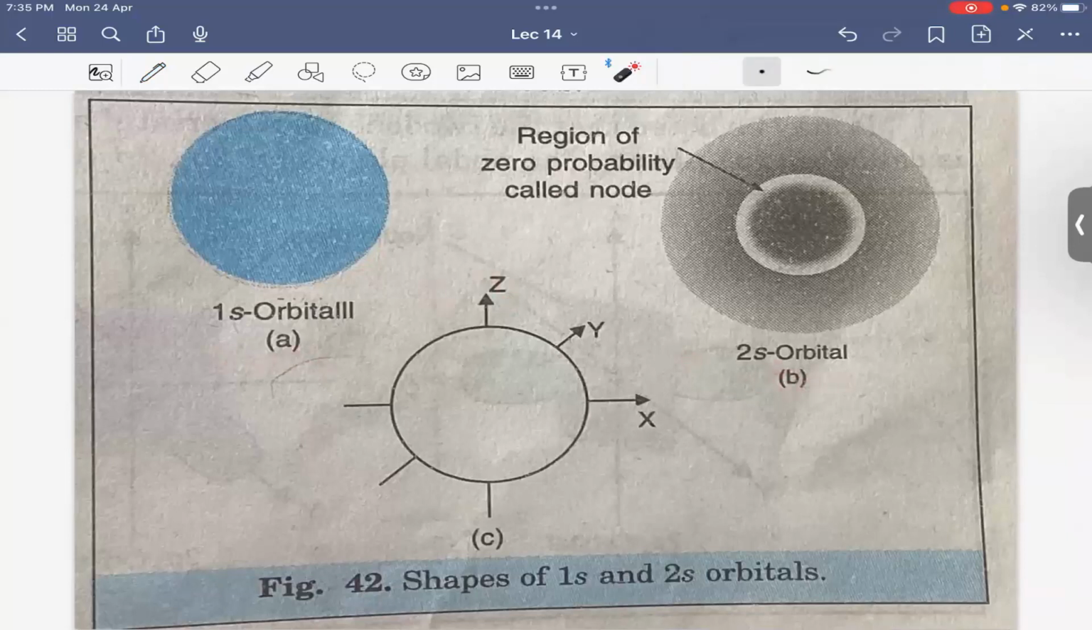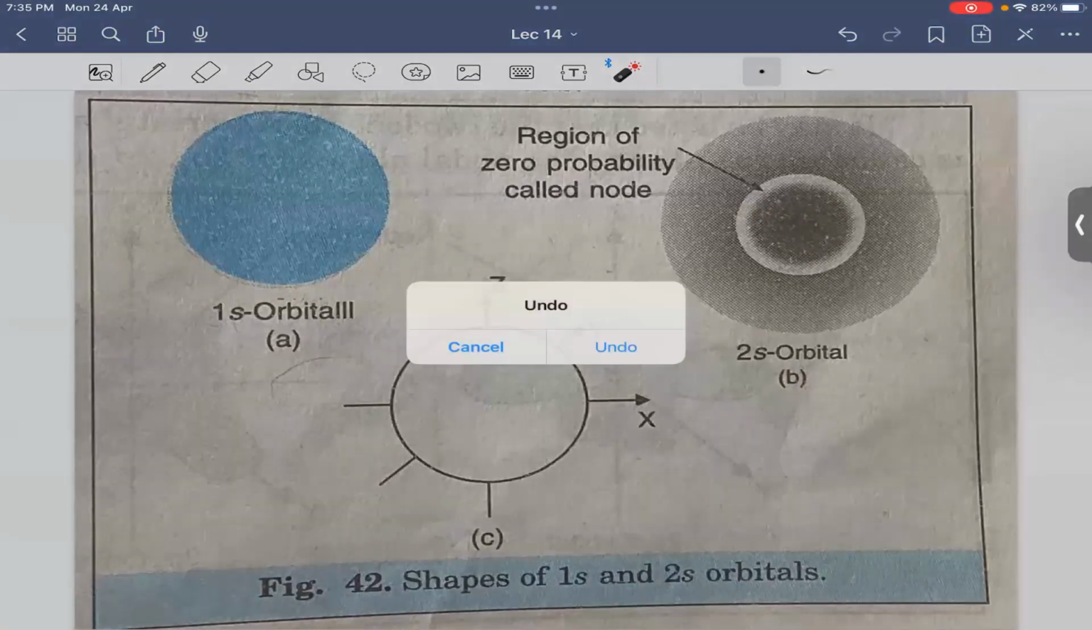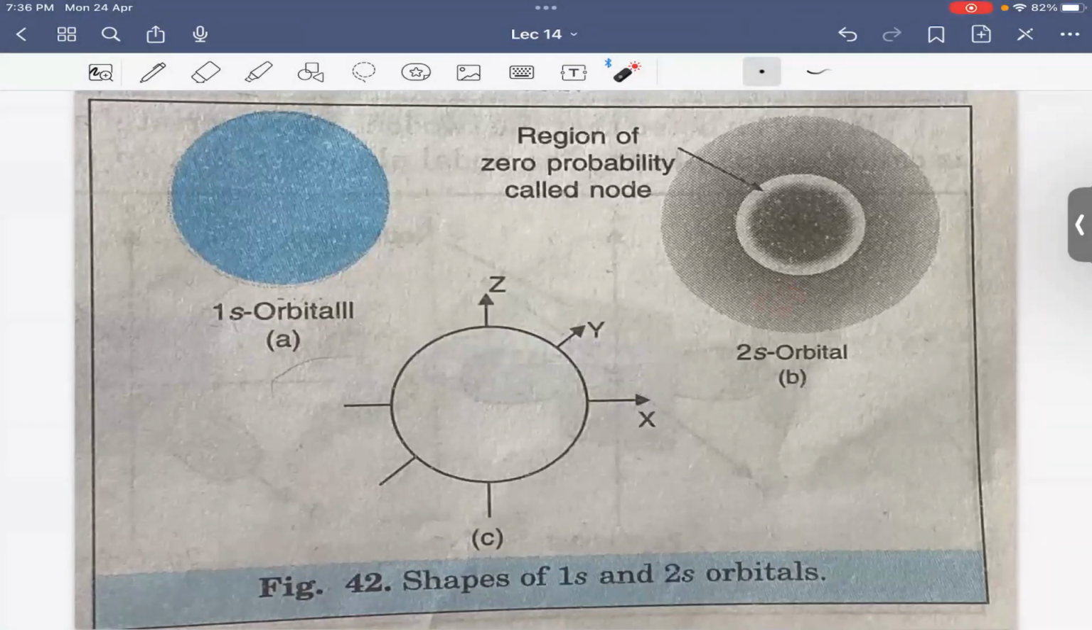This is 1s, this is 2s orbital, and these are the coordinate axes, right? It is observed that the density of the charge cloud is maximum at the nucleus and decreases with increase in distance from the nucleus, right? 2s orbital is also non-directional and spherically symmetrical. However, the effective volume or size of 2s orbital is larger than 1s orbital. An important feature of 2s orbital is that there is a spherical shell within it where the probability of finding the electron is practically zero. This is called a node or nodal surface, right? Thus, a 2s orbital differs from 1s orbital in being larger in size and having a nodal surface, right?